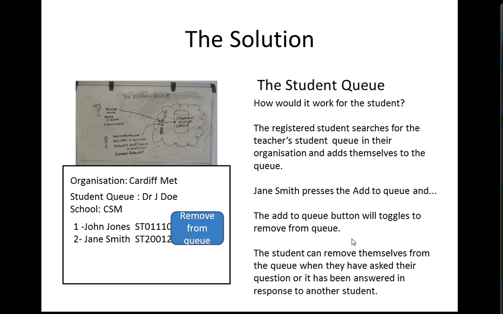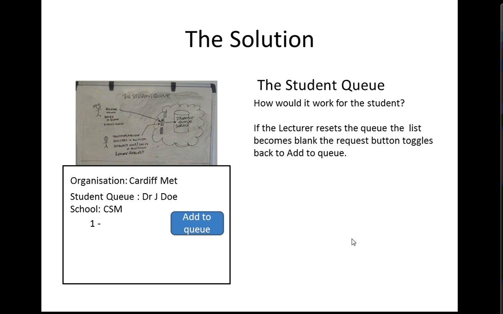Her queue button toggles to remove from queue, and now Jane can remove herself from the queue when she has asked her question, or if it's been answered in response to, say, John's question. The lecturer resets the queue, and from the student's point of view, the queue becomes blank, and the button toggles back to Add to Queue.